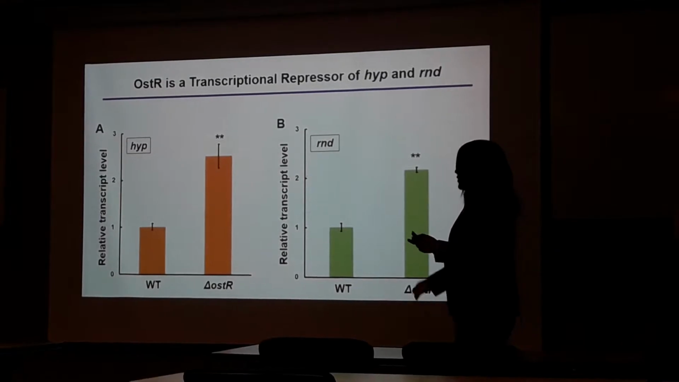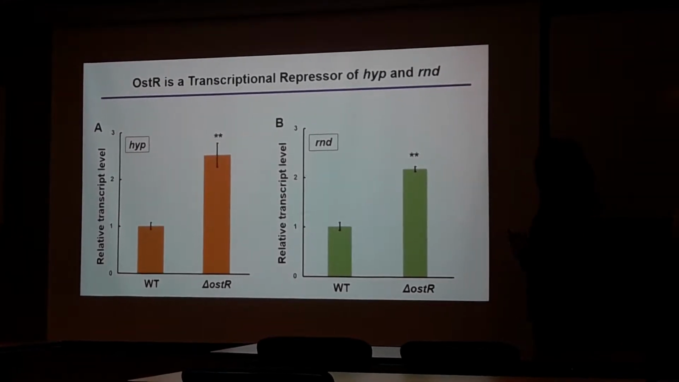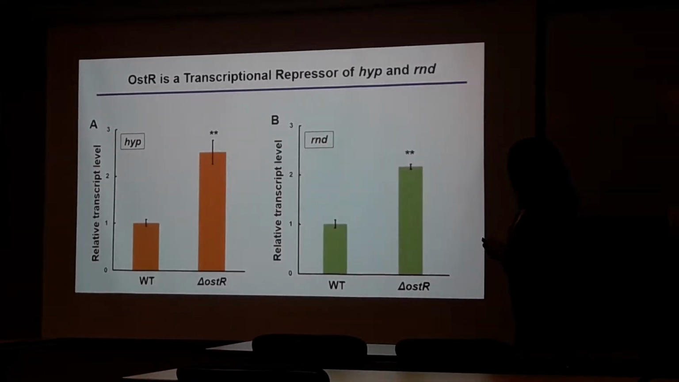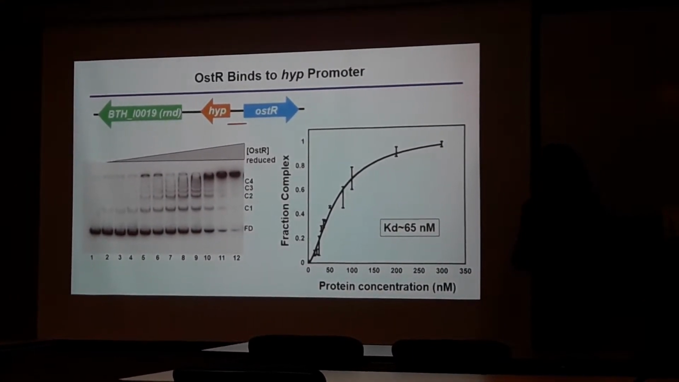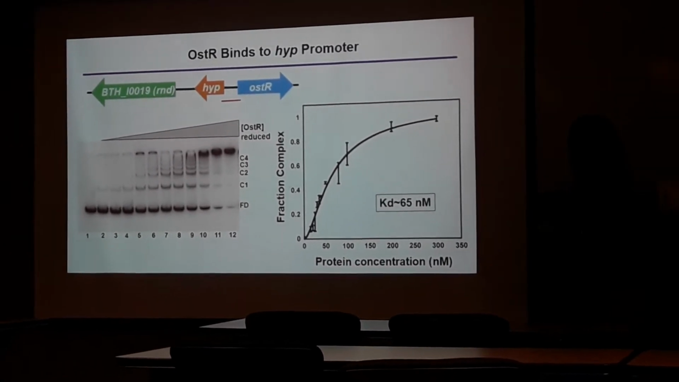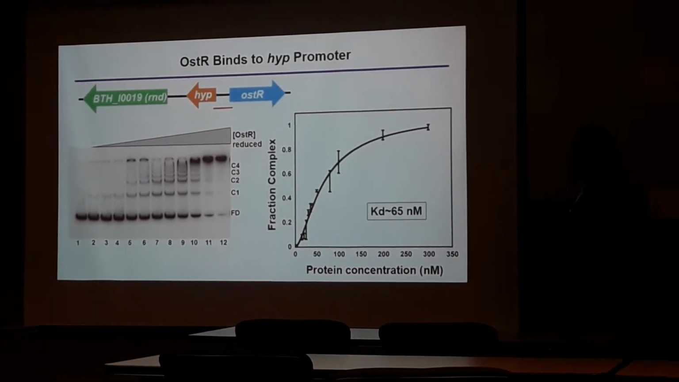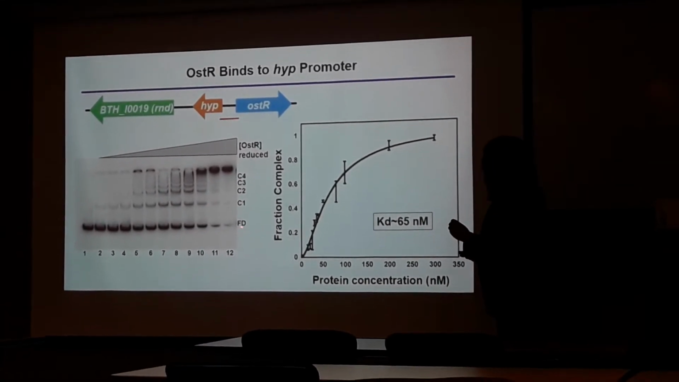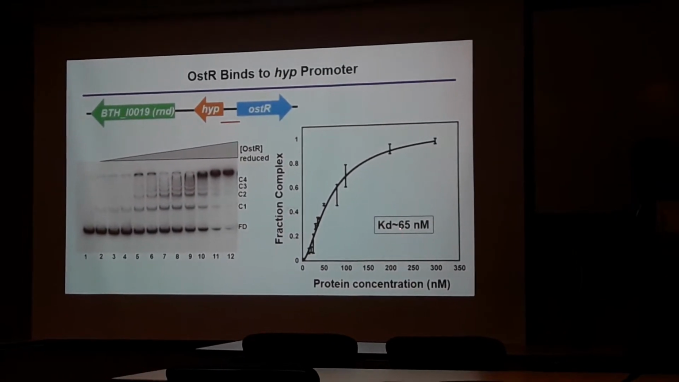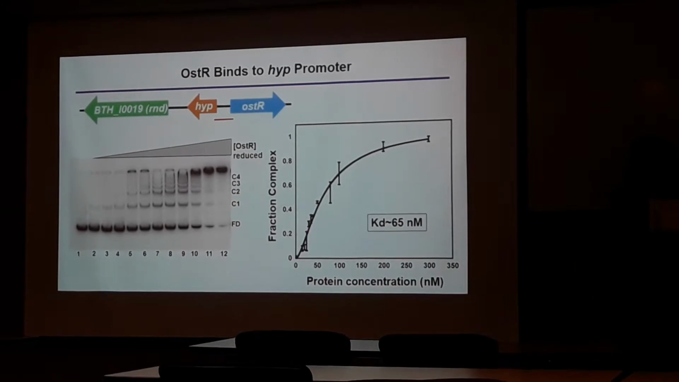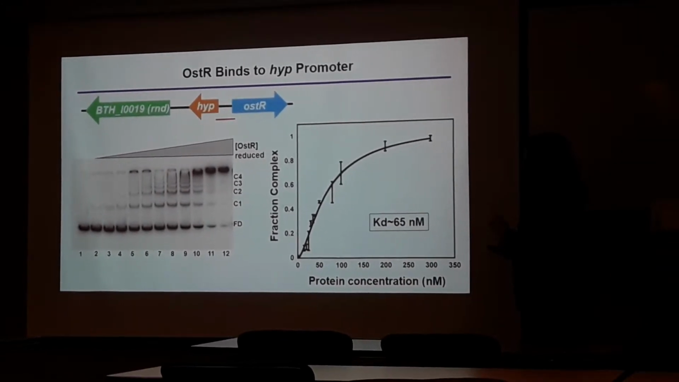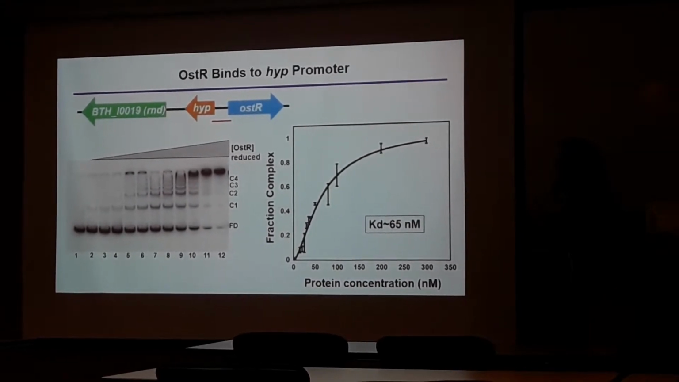Okay. We know that OSTR is the transcriptional repressor of these genes, so whether OSTR is binding to their promoter sequences or not, that was the next question. So we did EMSA by incubating HIP promoter region with increasing concentration of OSTR, and as you see here, OSTR forms at least 4 complexes with the HIP promoter sequence. That means that OSTR is binding to the HIP promoter, and we calculated a KD value of approximately 65 nanomolar, which is actually higher than the KD of the EMRB promoter. So that means that OSTR is binding to HIP, but it has lesser affinity for the HIP promoter in comparison to EMRB.